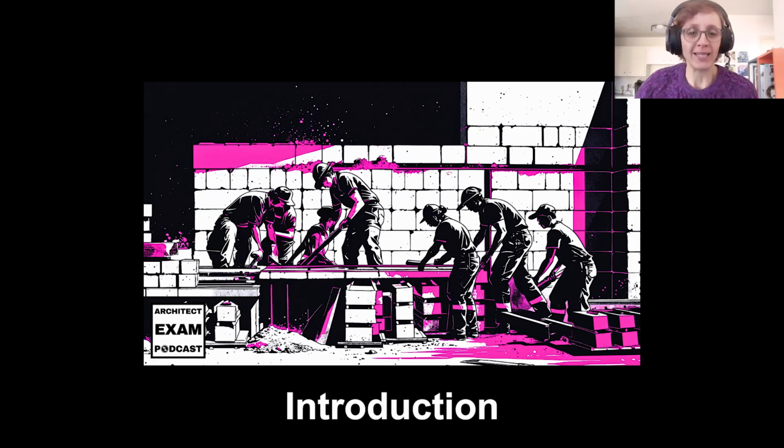Today, we're talking about construction types, one of the most fundamental concepts you need to understand for the architect registration exam. Why do I find this topic so fascinating? Well, construction types are essentially the building code's way of categorizing how buildings respond to fire, and they influence everything from how tall a building can be to what materials we use.